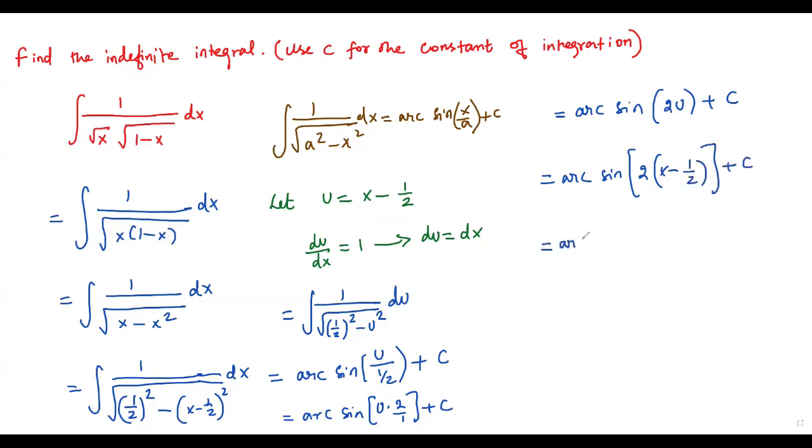Then I get arc sine. Here we can distribute this 2 to x and minus 1/2. When I do so, 2 times x is 2x, and I take the negative sign as it is. 2 times 1/2 is just 1, plus c. So this is the result of the given indefinite integral.